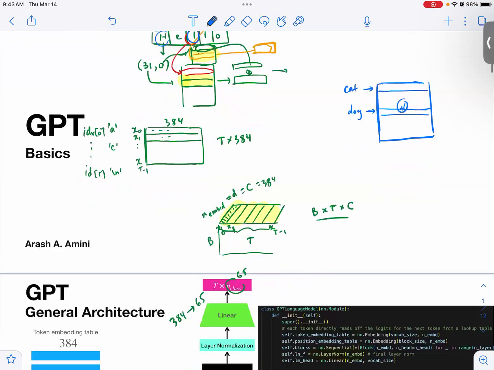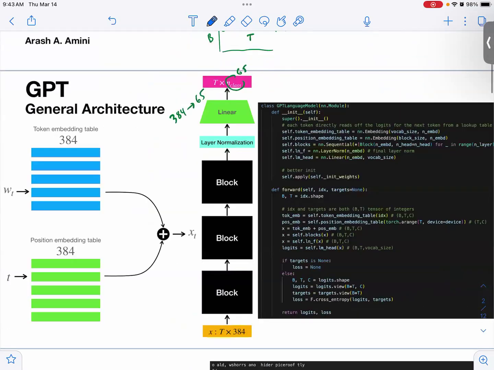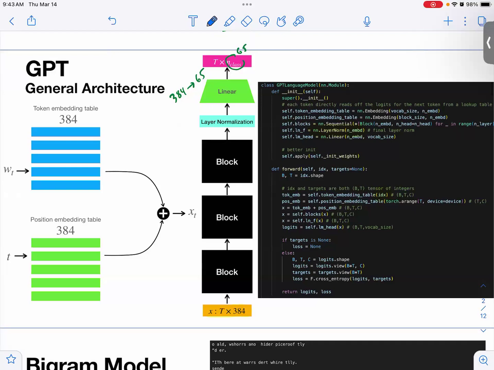So if you have word WT, the value of the word is going to index into this token embedding table. The position is going to index into this position embedding table. And then we add them up. This is another interesting idea. I could have concatenated them, but we add them up.